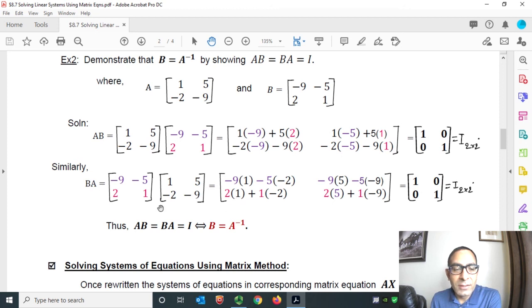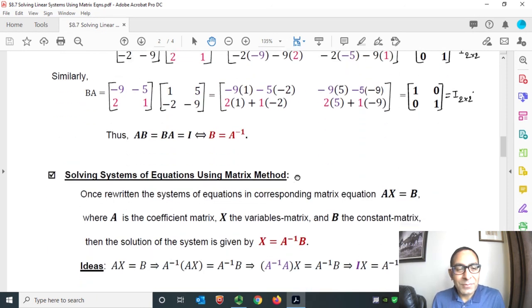Similarly here, 2 times 1 plus 1 times minus 2. And this last spot here, 2 times 5 plus 1 times minus 9. Simplify, it again gives us the 2 by 2 identity matrix, since product AB equals product BA equals identity matrix I, given matrix B is the inverse of given matrix A. I hope this makes sense to you all. Great. Now let's move on.